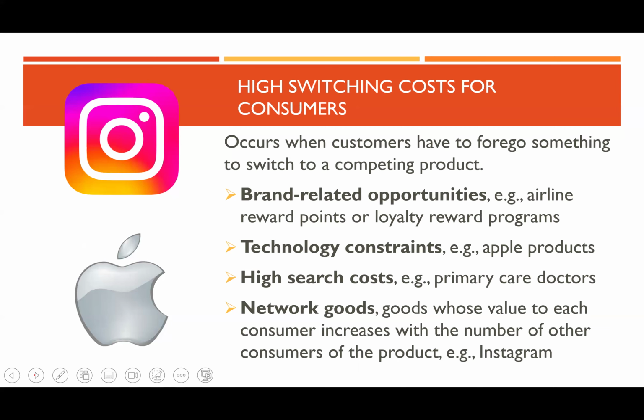Lastly, for high switching costs for consumers, we have network goods. Those are going to be goods whose value to the consumer increases with the number of other consumers of that product. This is the case with things like Instagram or Snapchat, where they're really only valuable to you given that your friends and people you want to connect with are using that platform, right? Most of you are not on Facebook. Why is that? Probably because no one you want to talk to or interact with is on Facebook, right? Maybe your boomer family members are, but you're not necessarily interested in sharing whatever memes or thoughts that you have with them, right?